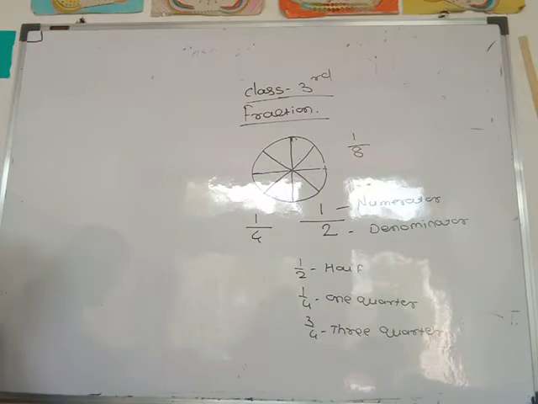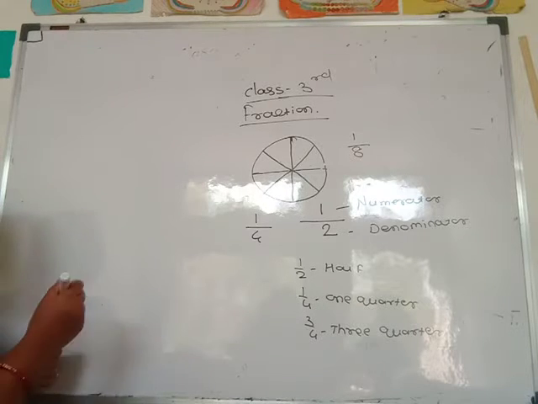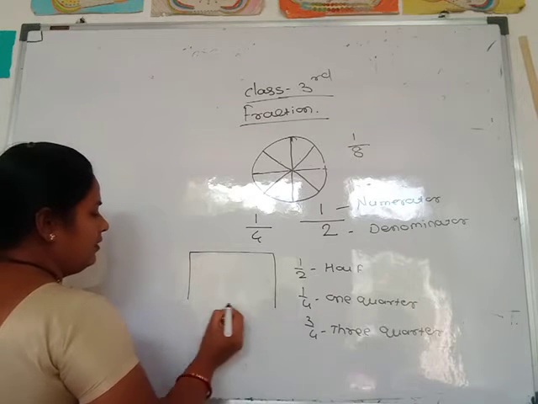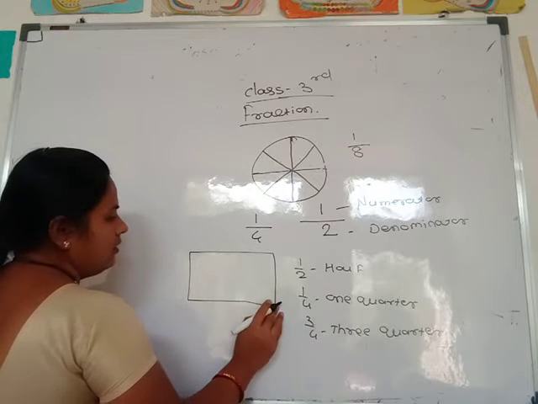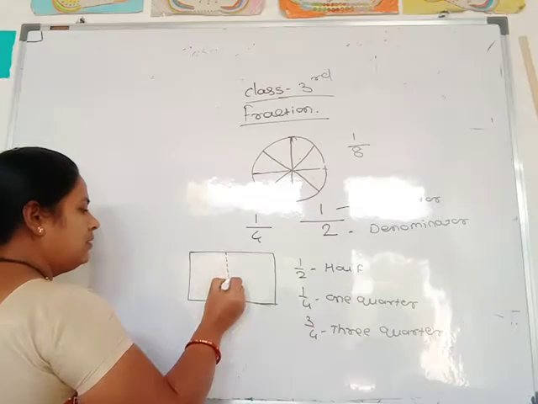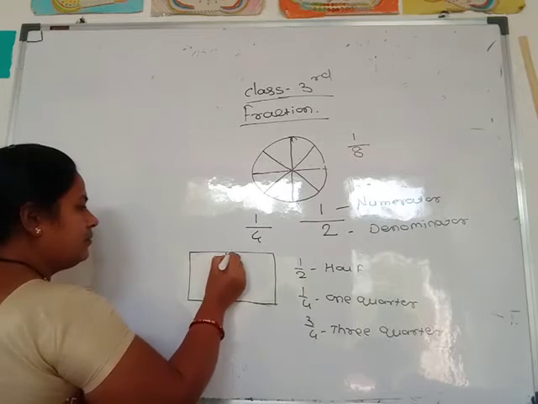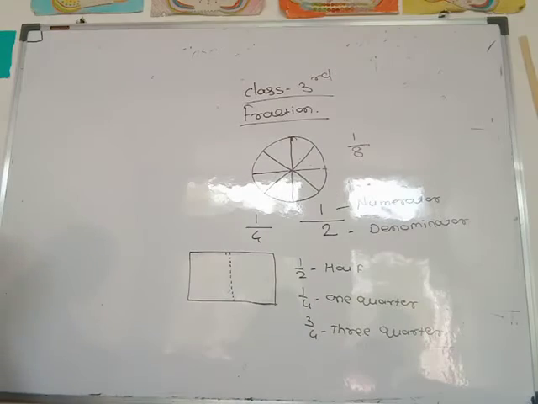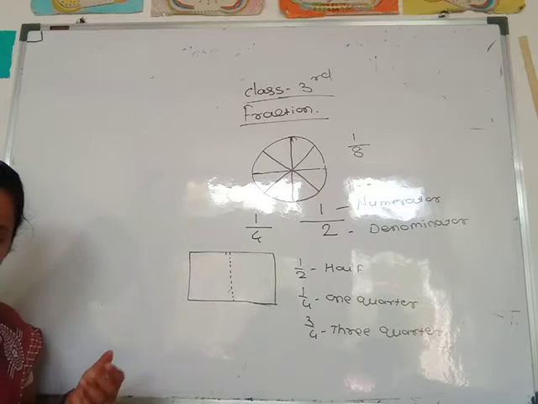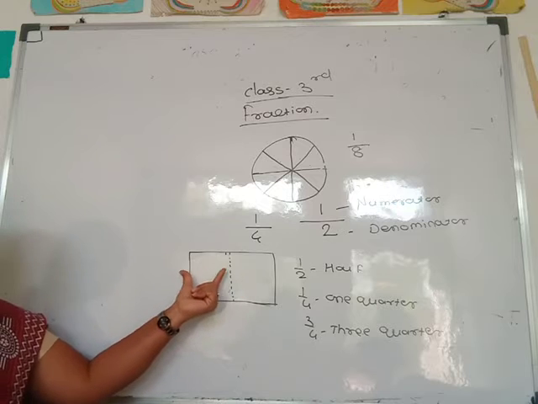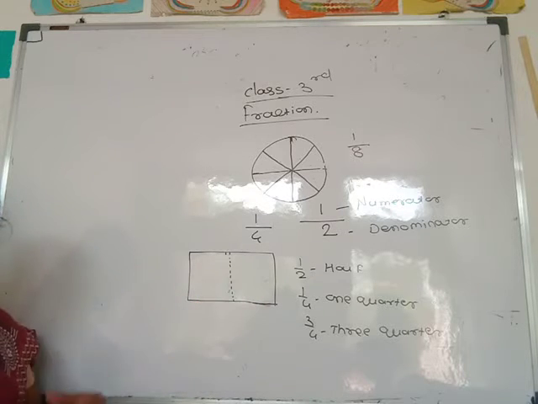When something is divided into two equal parts, see this rectangle. This is divided into two equal parts. When something is divided into two equal parts, each of the parts is a half. This part is half, this part is half.